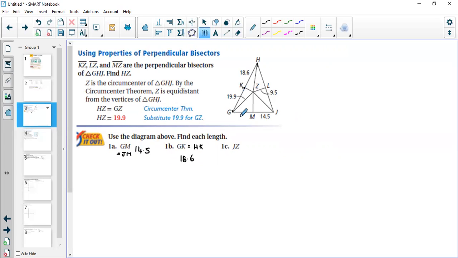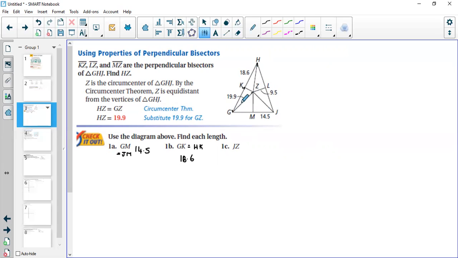The next one is the length of JZ. So J and Z, this part. They want you to find the length of this part. Which is the corresponding part for this? There are two, because in the whole triangle there are three. So JZ is one part. Which are the other two? ZH and ZG. We need to find the length of any one. We already know ZH, or HZ, it's the same, is 19.9, or even GZ was 19.9.